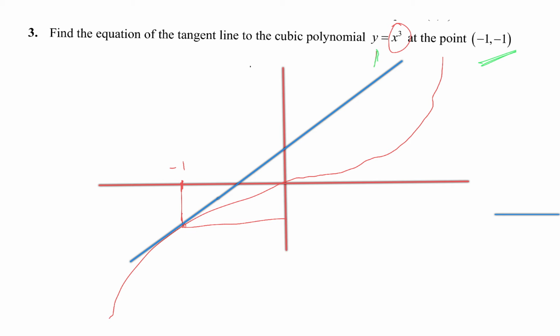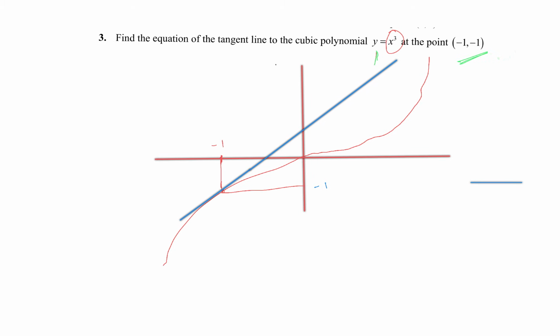So when you have a business and your business is evolving in this way, like an x cubed, you can model your business like the rectilinear line near the point (-1, -1). Okay, let's go now to find the equation of this. The curve is y equals x cubed, like this, okay?